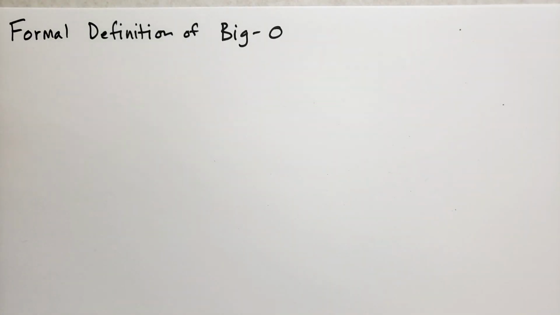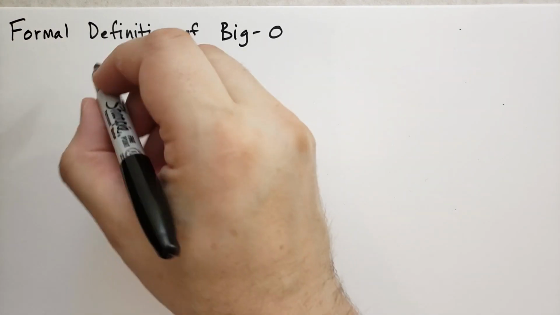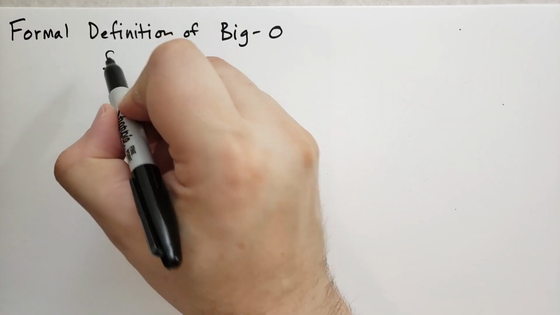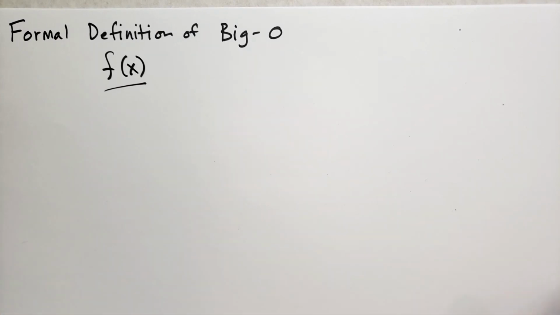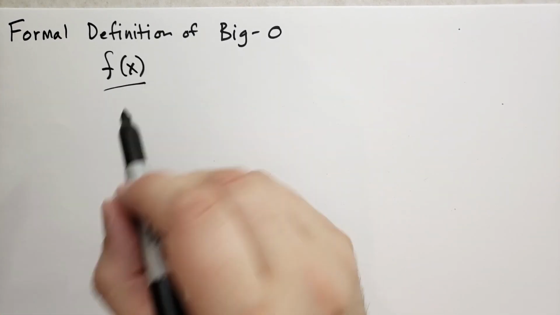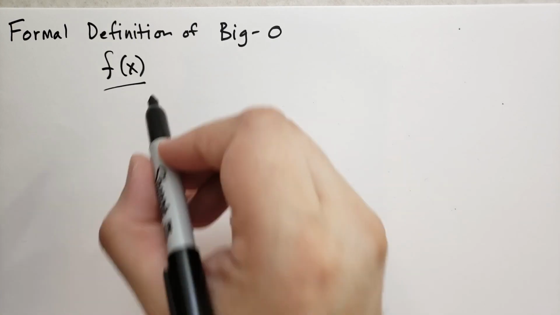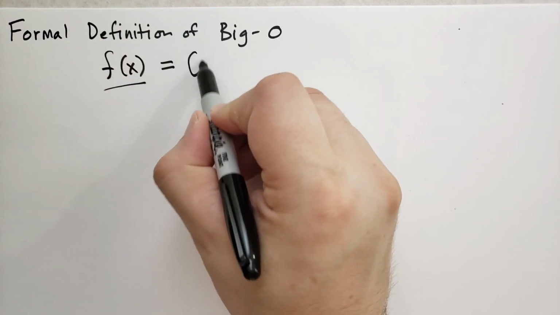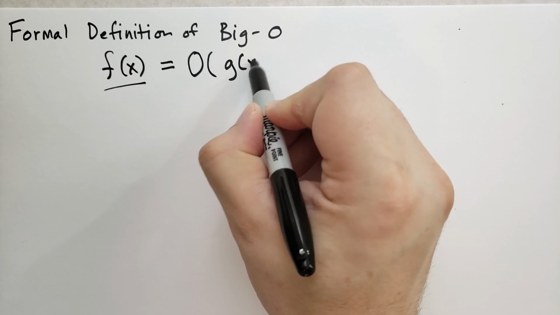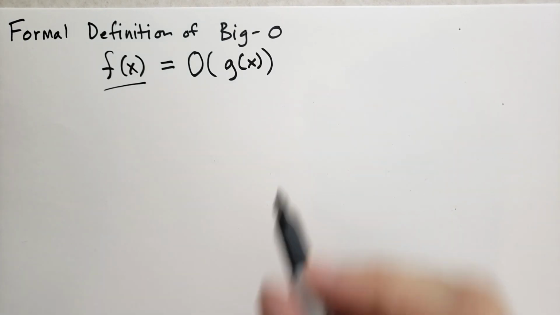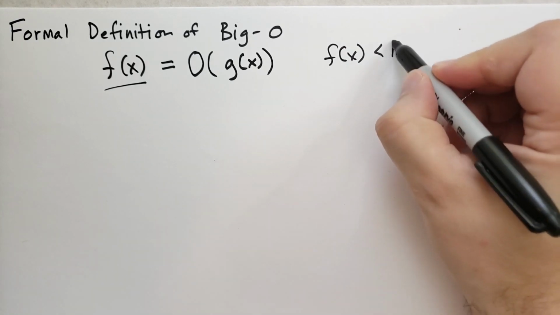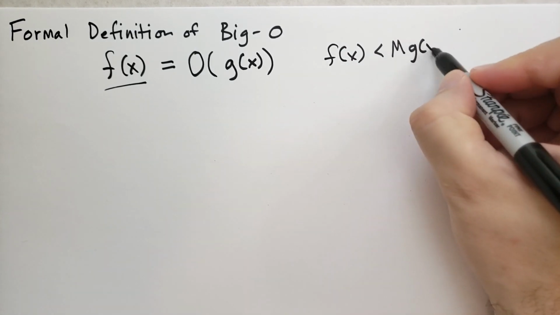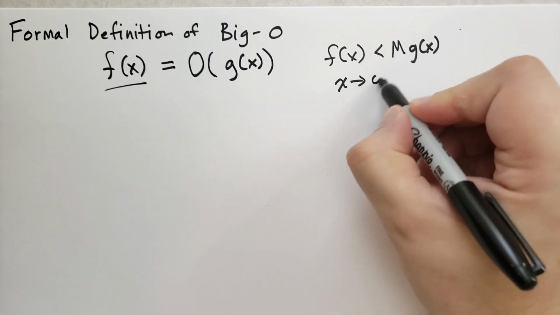Let's talk about the formal definition of big O. It's not very complicated, but it's important to understand what it means. So in the formal definition of big O, we have two functions. We have f of x, which is the actual complexity. That's how much you actually need to run the algorithm in terms of memory or in terms of time. And we're going to say that this is equal to big O notation of some other function g of x. And what this means is that f of x is strictly less than some constant, it could be any constant, times g of x as x approaches infinity.